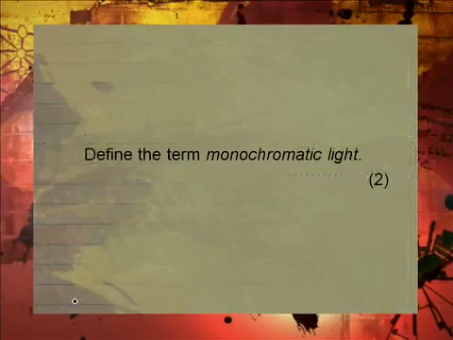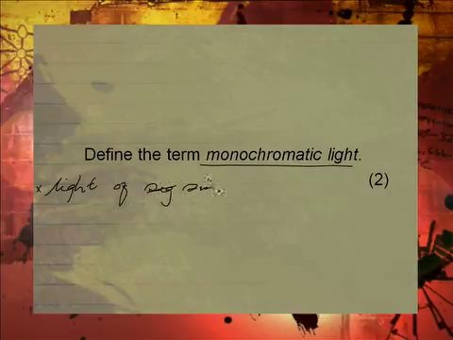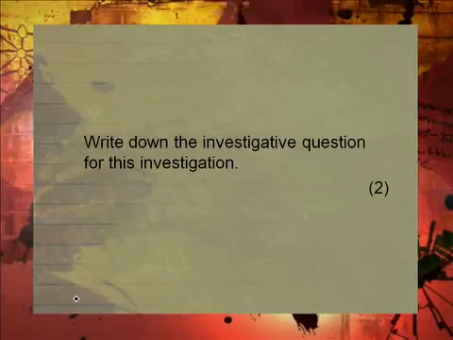Okay, next, define the term monochromatic light. What is monochromatic light? Monochromatic light is light of single frequency. Okay, so this is light of single frequency or single wavelength, monochromatic light.